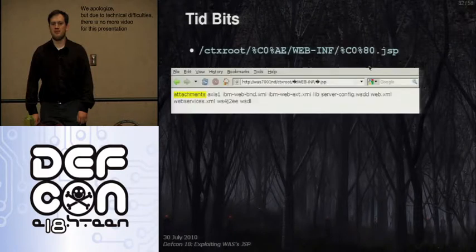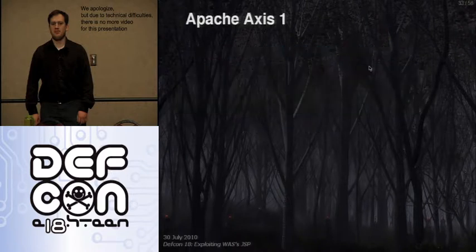with WEB-INF. Here's a listing of the directory of WEB-INF, and there's this attachments directory. Does anybody know what that attachments directory is? I'm just curious. So what it turns out to be is that Apache Axis 1 implements SOAP with attachments. This is not Axis 2. We're talking about Axis 1, which is a little older.